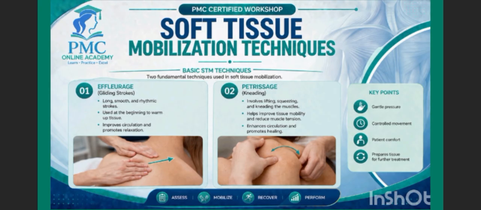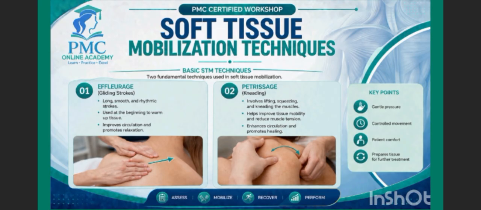Petrissage is especially useful for larger muscles such as upper trapezius, hamstrings, quadriceps, gastrocnemius, and gluteal muscles. However, avoid using excessive pressure, especially if the patient has acute pain or sensitive tissues.